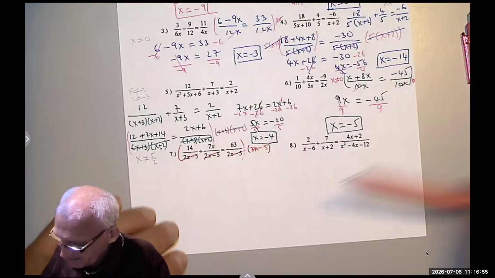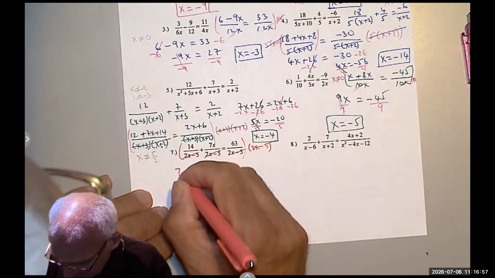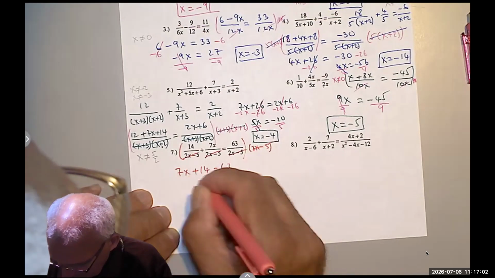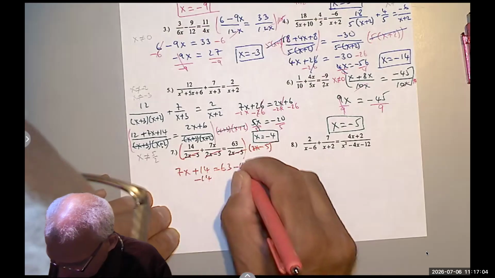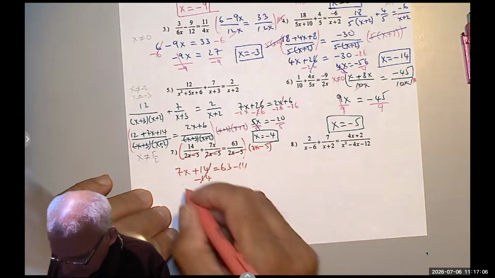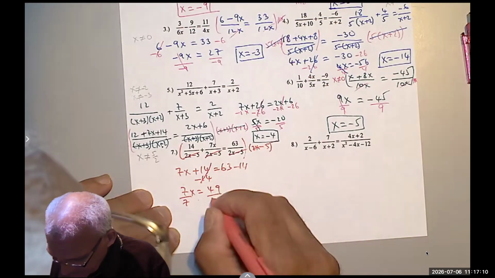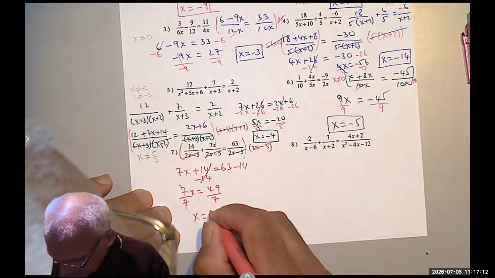And this is a very simple equation. This is 7x plus 14 equals 63. I'm going to subtract 14 from both sides and get 7x equals 49. I'm going to divide by 7 both sides and I get x equals 7.